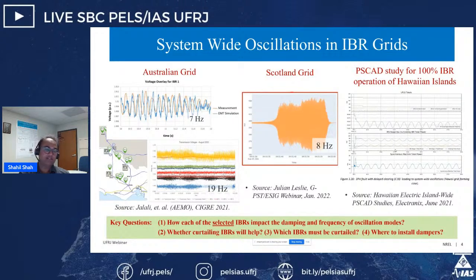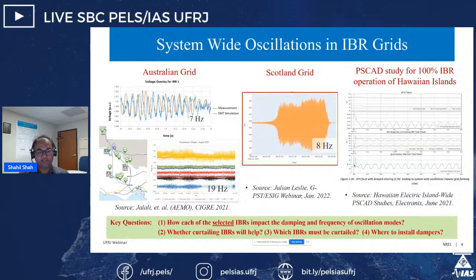So whenever we see these oscillations, either in the field or in simulations when we are doing planning studies, the question that comes to mind is how each of these inverter-based resources is impacting the damping and frequency of these oscillation modes, or to put it simply, which IBRs are causing these oscillations. Is it possible that if I remove some of the IBRs, then these oscillations will disappear? If I have to install some additional equipment like dampers using STATCOM or some filters, where should we install them?